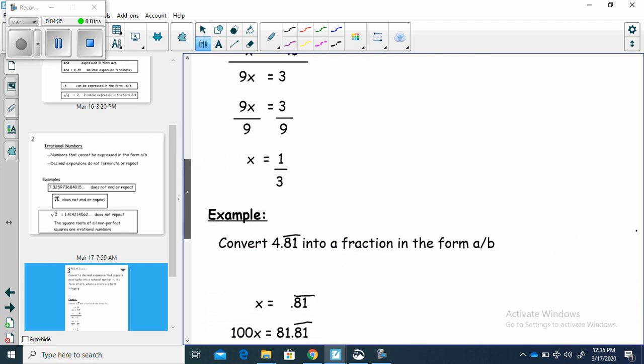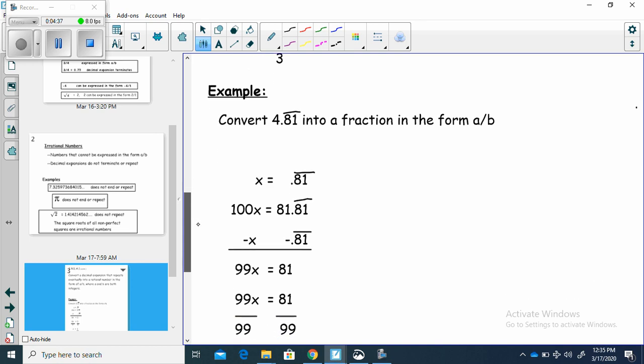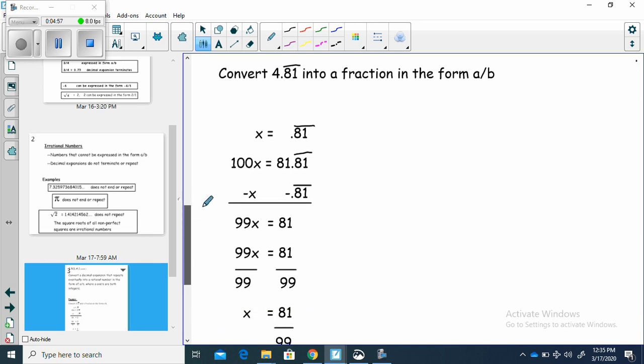And let's try one more example. What if we've got 2 places behind the decimal that are repeating? In this case, I've got 4.81, and the 81 is repeating, and they want us to convert it into a fraction in the form a over b. I'm just going to hold this 4 over on the side, and I'm going to work with this 0.81 and convert it into a fraction. If I've got x is equal to 0.81 repeating, that's where I'm starting. Remember, I take the repeating unit and I set it equal to x so I can get rid of it.